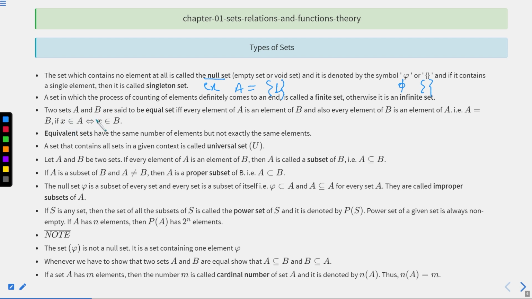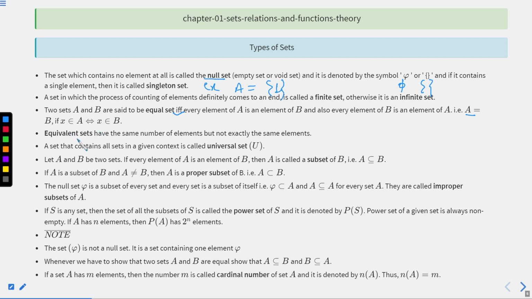Two sets A and B are said to be equal sets if and only if. This IFF is called if and only if. So two sets A and B are said to be equal if and only if every element of A is an element of B and also every element of B is an element of A. Then we can say that A equals B. Suppose x belongs to A, this implies x belongs to B, and x belongs to B implies x belongs to A. So every element of A must be an element of B, and every element of B must be an element of A. Then only we can say that two sets A and B are equal.